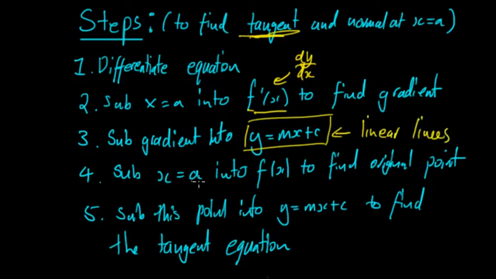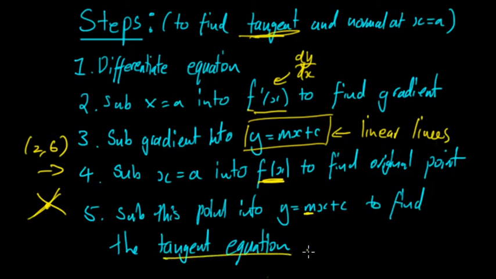Now you sub x is equal to a into f(x) to find the original point. Sometimes they'll give you the original point, such as 2, 6, where they give you the x and also the y. However, if they just give you the x, then you have to sub into the original equation, so not dy dx, but the original. Then you can find the original point that the normal, the tangent, and the graph all intercept at. So you sub this point into y equals mx plus c. You already know m, so this is effectively to find c. Once you've found that, you'll have the tangent equation in the form y equals mx plus c, where you know m and you also know c. So that was to find the tangent.